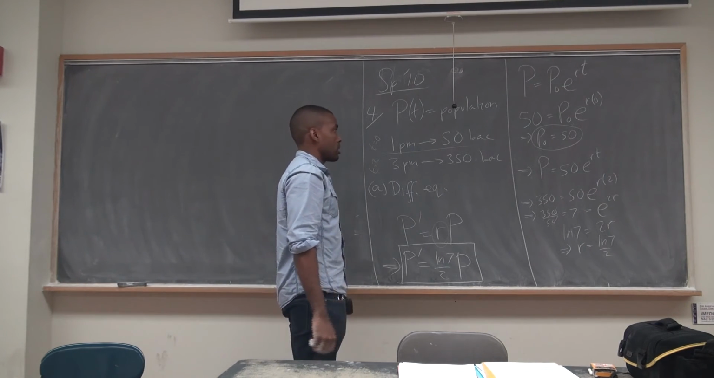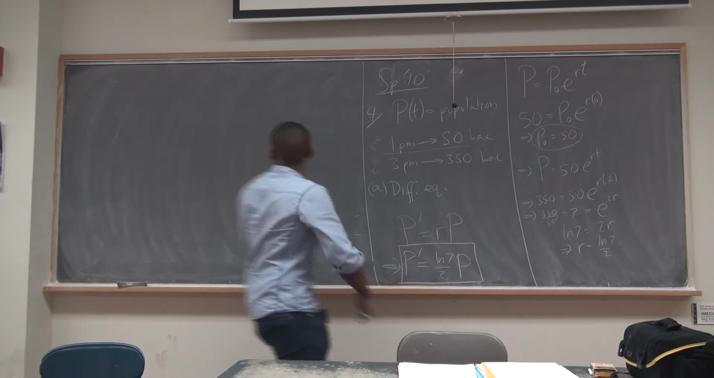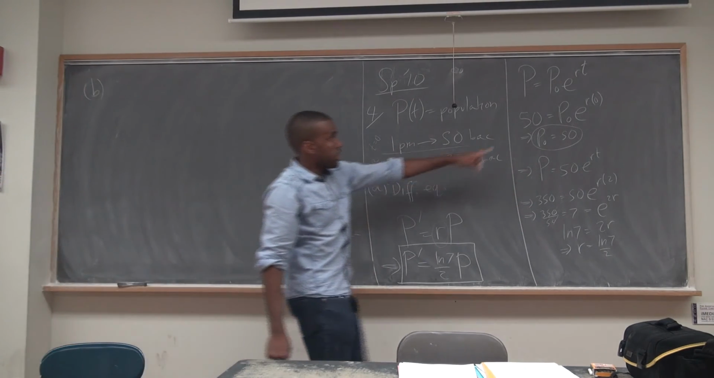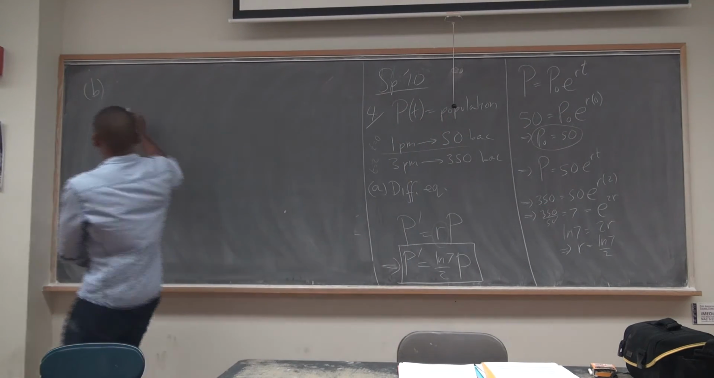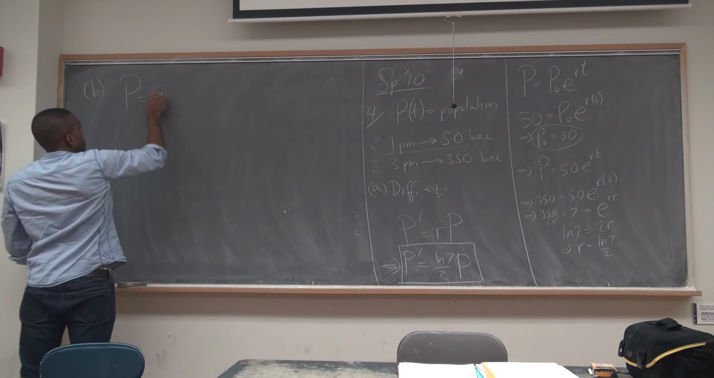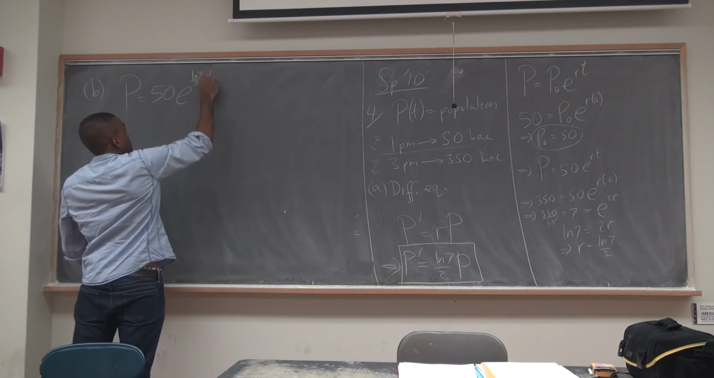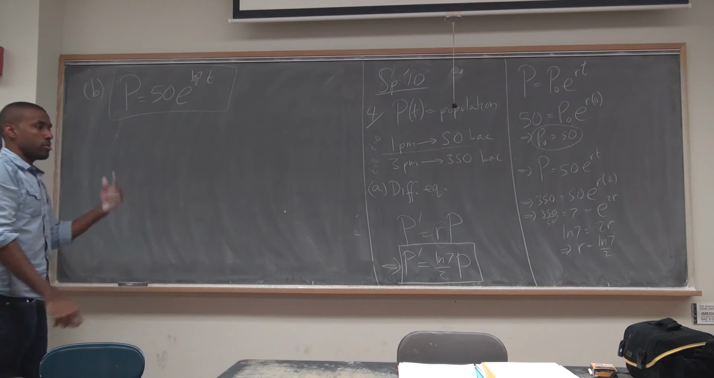Okay. B is find P of T and simplify. Oh well, we just did that here. So in order to get the answer for A, I had to find P naught and I had to find R. So now I'm just going to plug them in. P equals 50 e to the ln 7 over 2 times T. I'd leave it there. You could actually simplify it more, but I think that's fine.